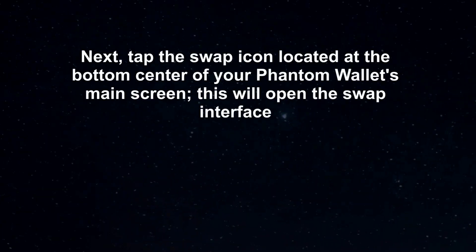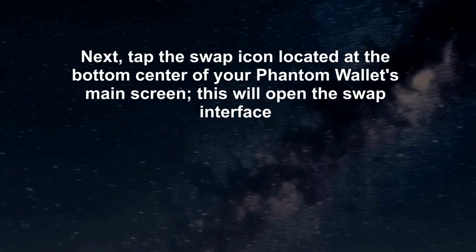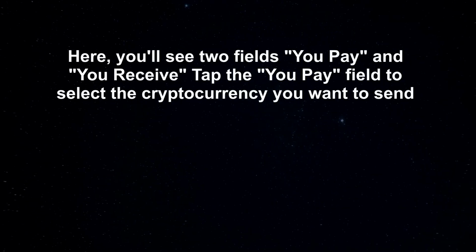Next, tap the swap icon located at the bottom center of your Phantom wallet's main screen. This will open the swap interface. Here, you'll see two fields: You Pay and You Receive.